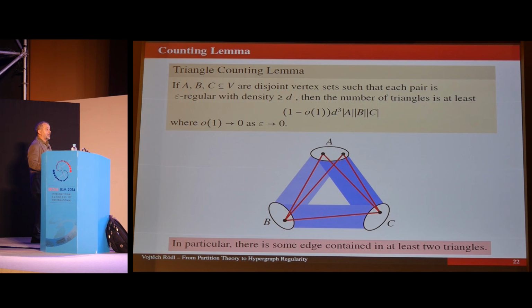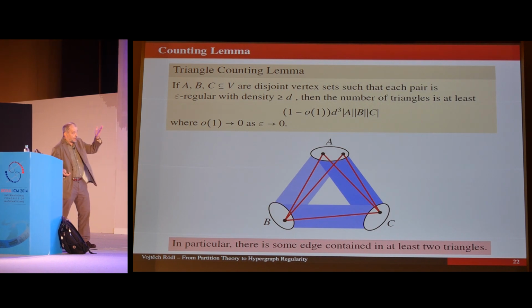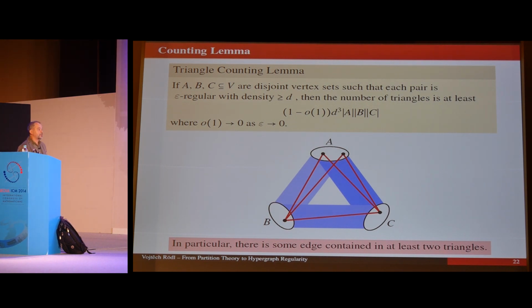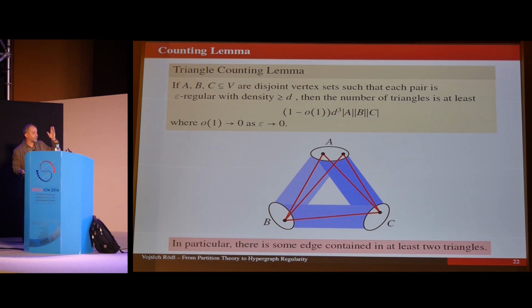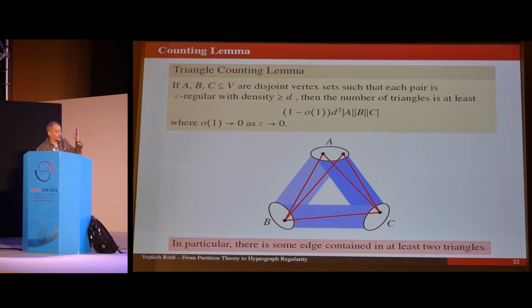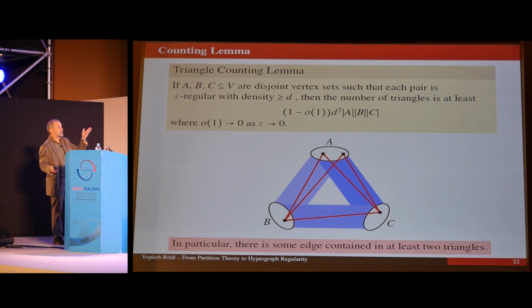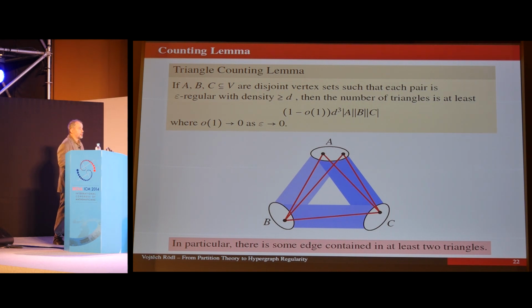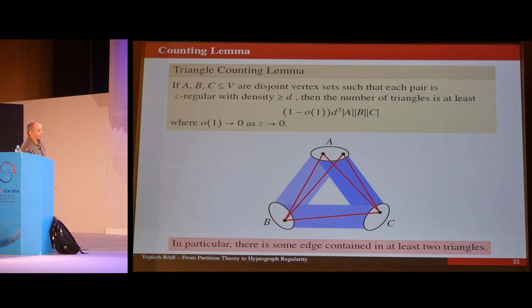We will use just a trivial consequence of this counting lemma. By easy averaging, one can deduce that, because we had d cubed times |A||B||C| triangles, there is one edge in BC, AC, or AB that is contained in 2 triangles. So we will remember this situation if we have 3 dense pairs and the counting lemma applies.